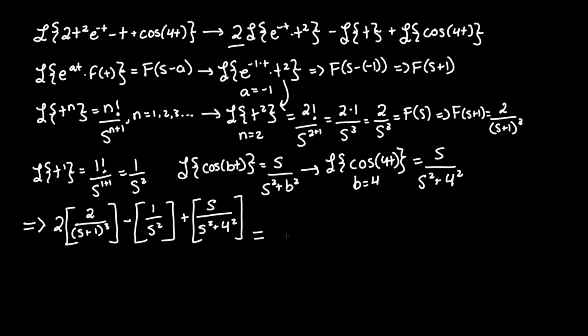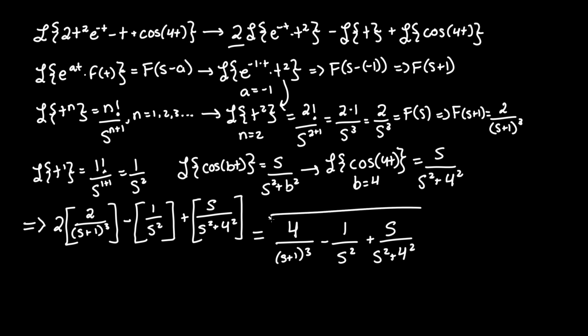And simplifying, we get our final answer of 4 over s plus 1 cubed minus 1 over s squared plus s over s squared plus 4 squared. And that's our final answer.